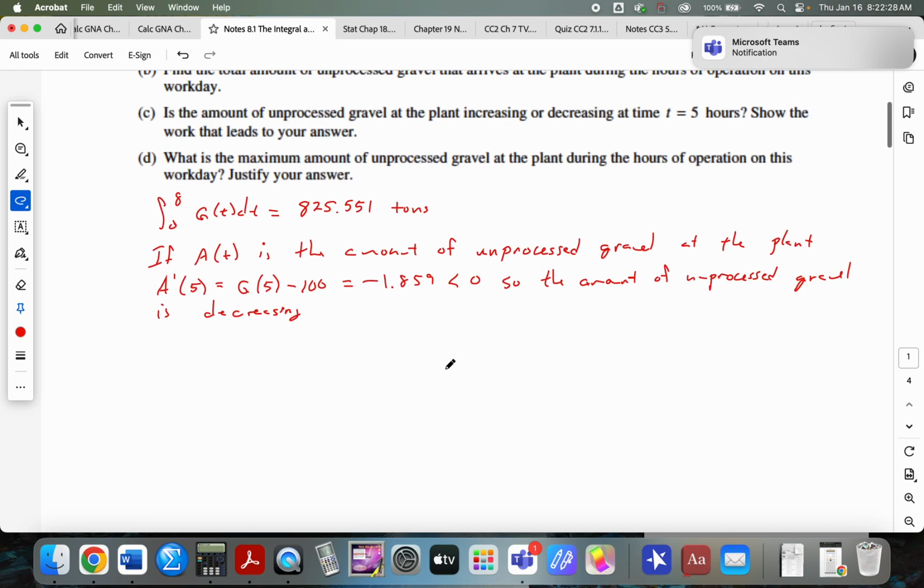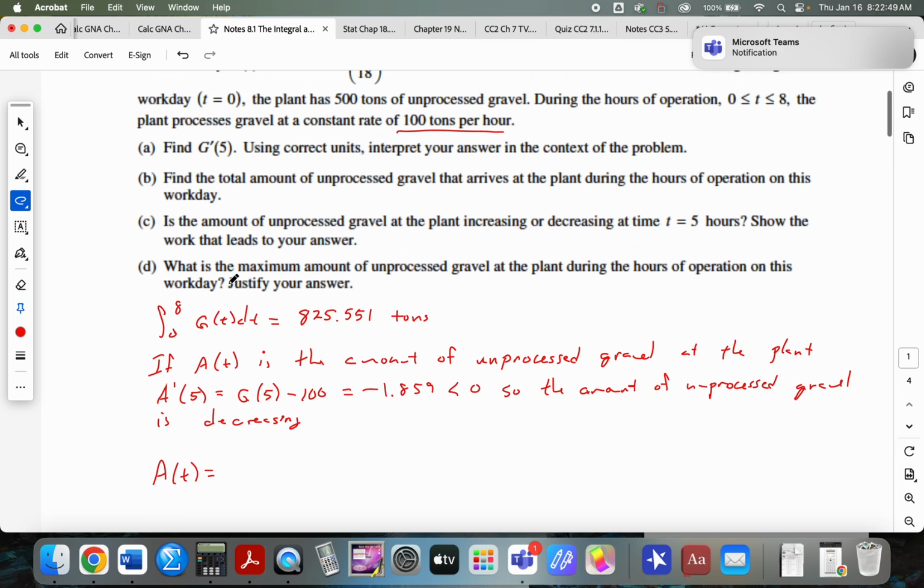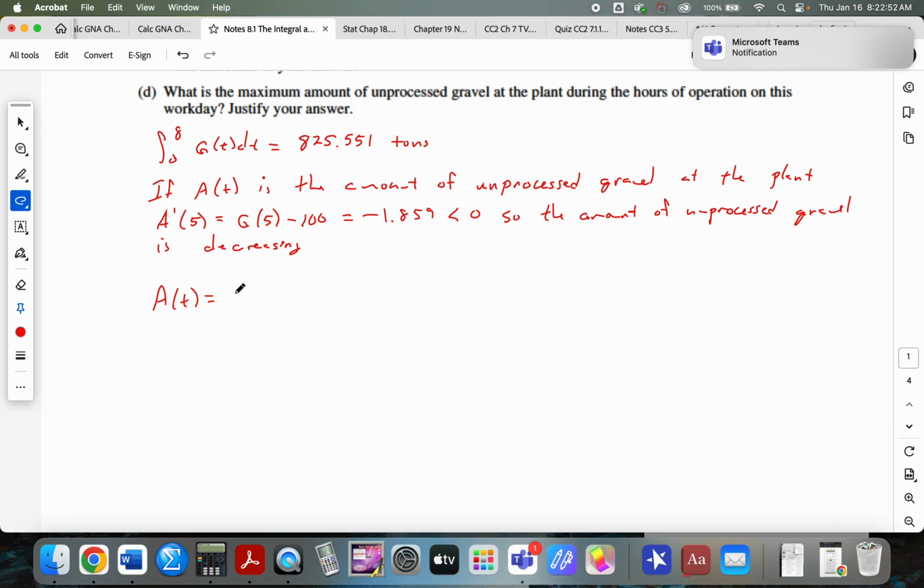All right, then the last part. What is the maximum amount of unprocessed gravel at the plant during the hours of operation on this workday? All right. So the amount that we have is going to be equal to, well, how much did we start with? 500 tons, right? Always think about what you started with. Plus, we're going to process the gravel from 0 to t at a rate of g of t.